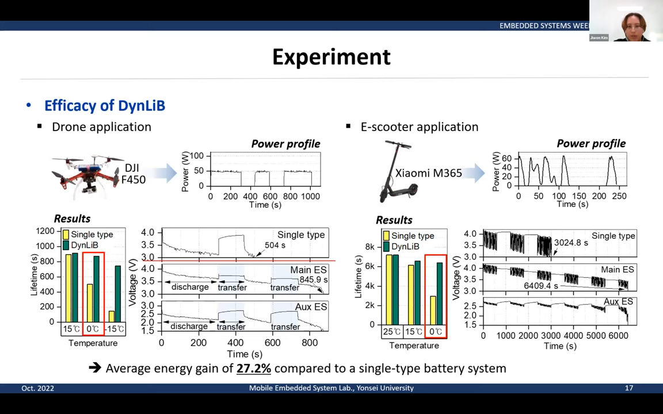For the drone application, in a case at 0 degrees, we can see that the existing single-type battery was terminated at only 504 seconds. On the other hand, DynLiB extends the battery lifetime to 845 seconds by distributing power and transferring the energy. Overall, the proposed technique shows an average energy gain of 27.2% compared to the single-type battery system.